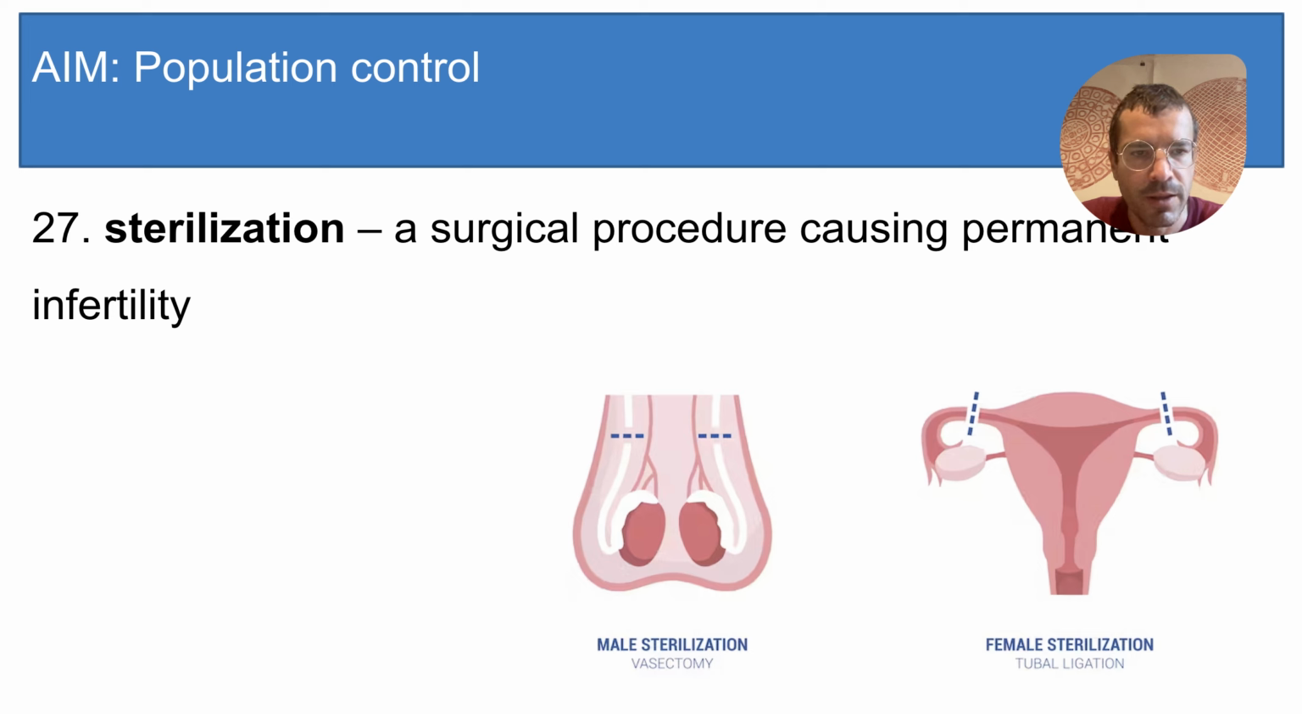And for men, sterilization is a procedure called a vasectomy, and it involves blocking the pathway that sperm travels from the scrotum to the penis. When promoted by the government, sterilization is considered antinatalist because it leads to permanent infertility, which means that men or women who have been sterilized can no longer have children.